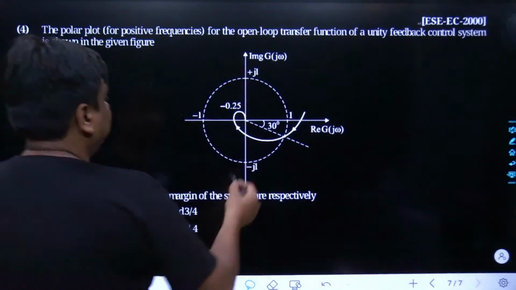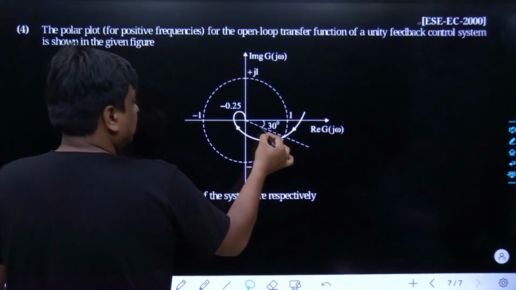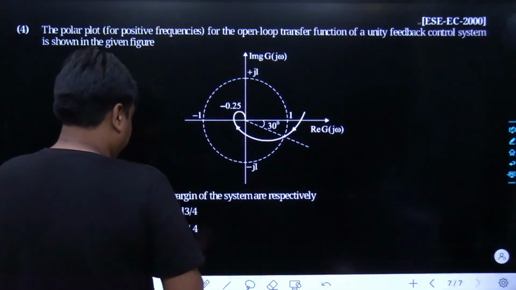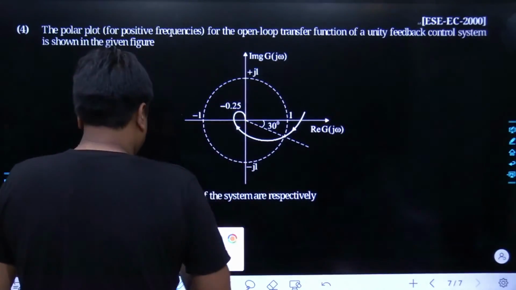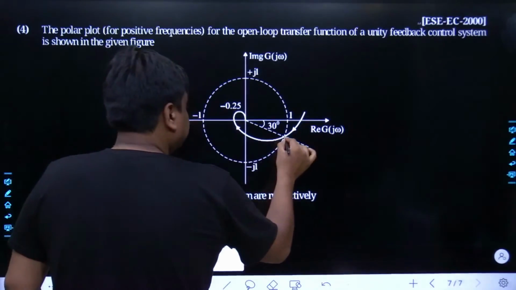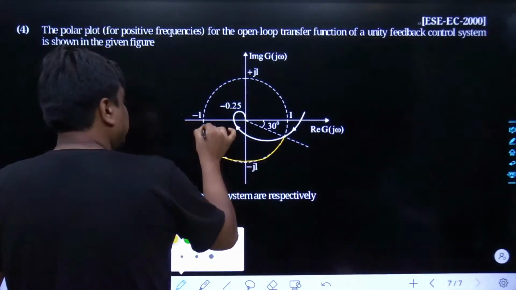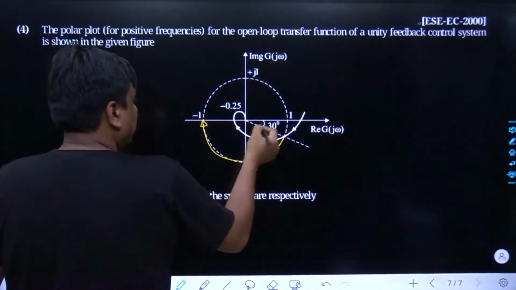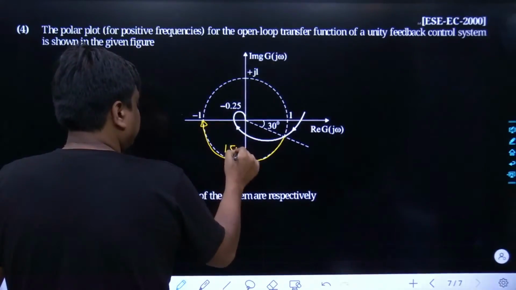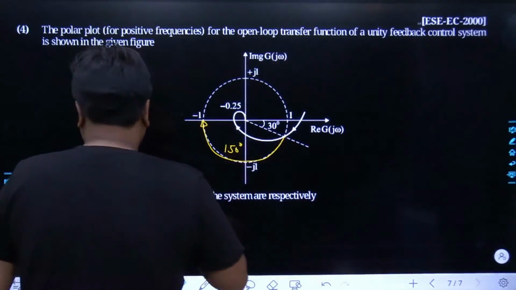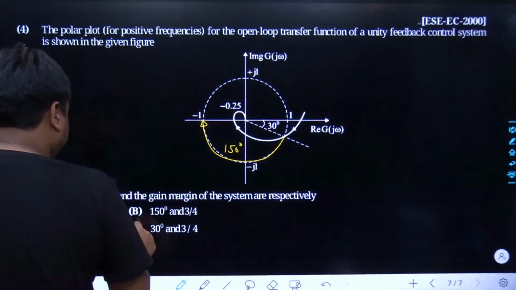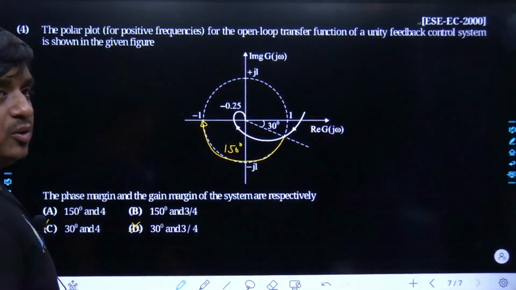See, this angle is 30 degrees. So the remaining angle is simply going to be 150 degrees. So may I know what is the margin in phase which is left out with this system? Obviously, sir, this is the margin in phase left out with the system, and simply that is going to be 150 degrees. Option C is ruled out. Option D is ruled out.